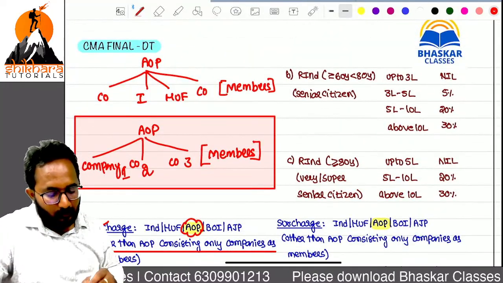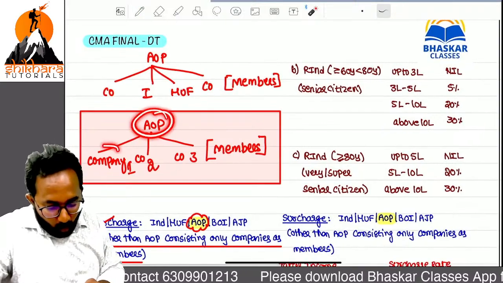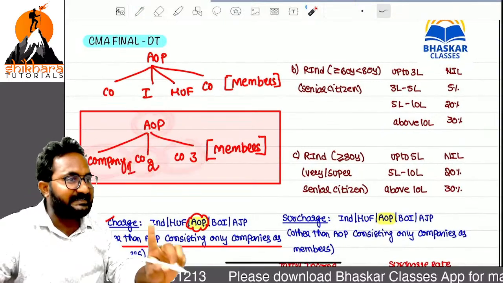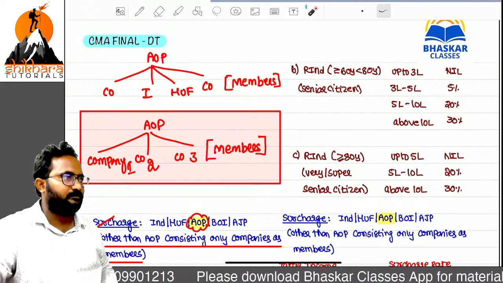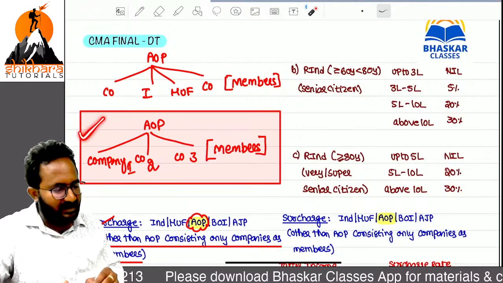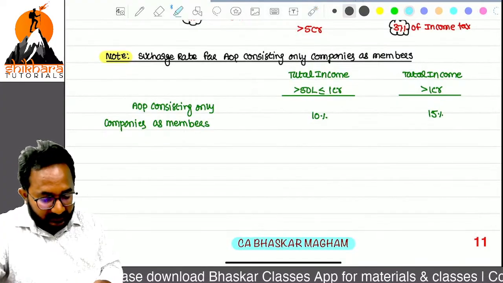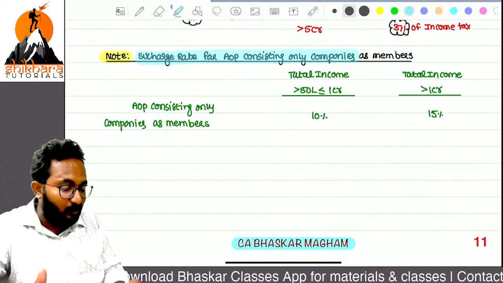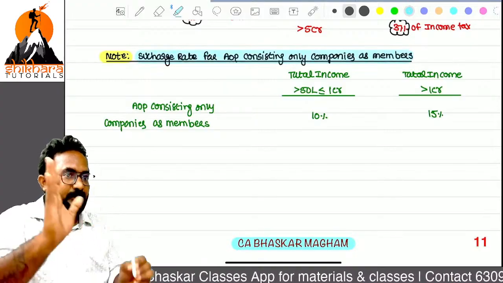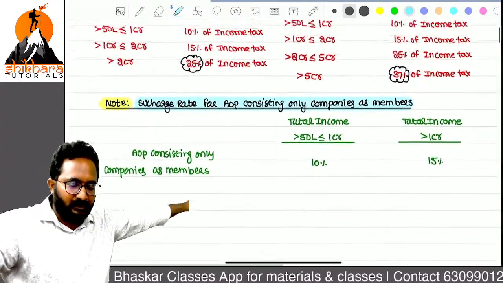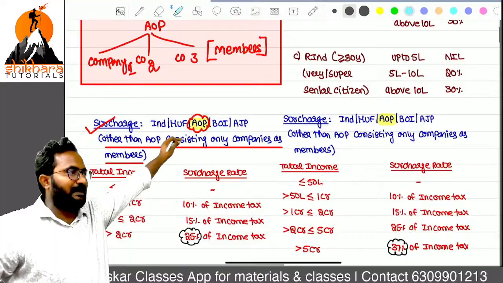What is the type of AOP? An AOP consisting only companies as members. Forget about this category, I will tell you separately. You can see here at the bottom of the page, the surcharge rate for the AOP consisting only companies as members. For that, I will tell you separately. But now we have to exclude this type of AOP.